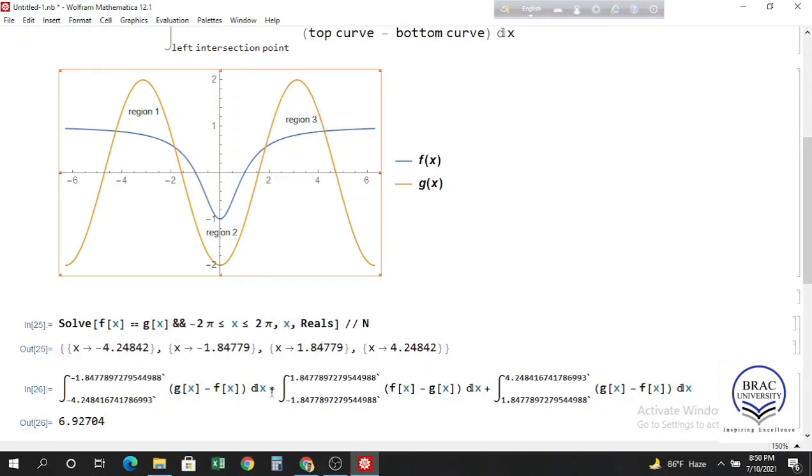and then if we add all this area, we'll get the total area. So we added these 3 regions and we got 6.92.